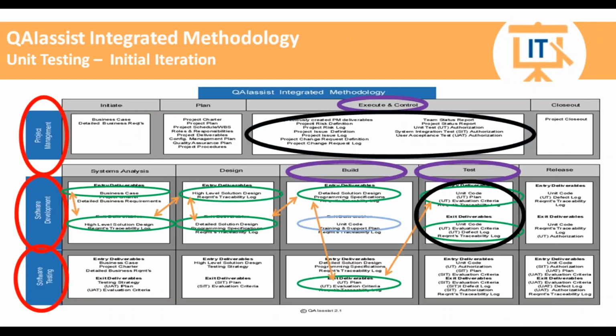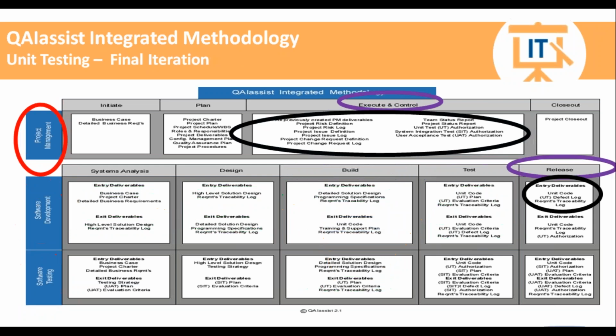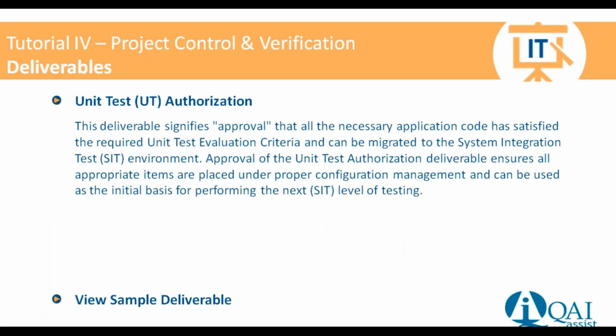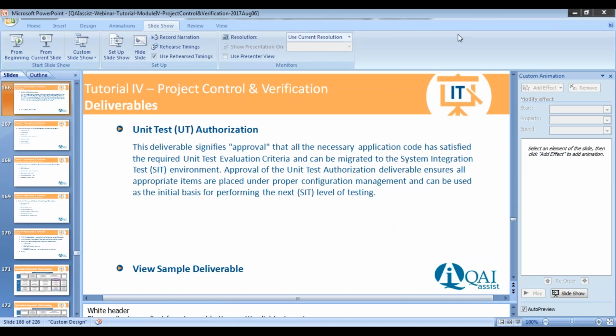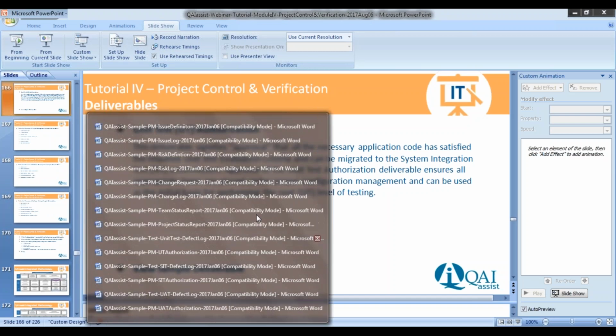Similarly, as I said earlier, we can go through many iterations of testing before we have all of the unit test evaluation criteria satisfied, at which time we can say that our unit testing is finally authorized. So the unit test authorization is used to say, oh, all of our unit testing is done. So we'll take a quick look at that. It's similar to the system integration test, but I'll jump into it and take a quick look at it here.